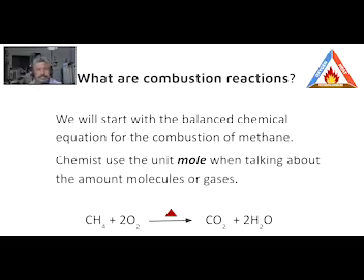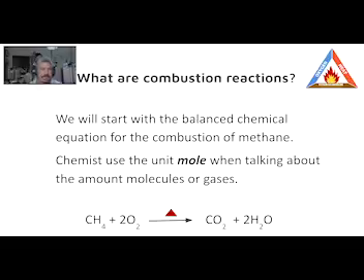Now, chemists use the unit mole when talking about the amounts of molecules. Within this lesson, I'm going to begin to use mole instead of atoms when I'm talking about the molecules. So if you look at my balanced equation, I have 1 mole of methane, 2 moles of oxygen gas, 1 mole of carbon dioxide, and 2 moles of water.